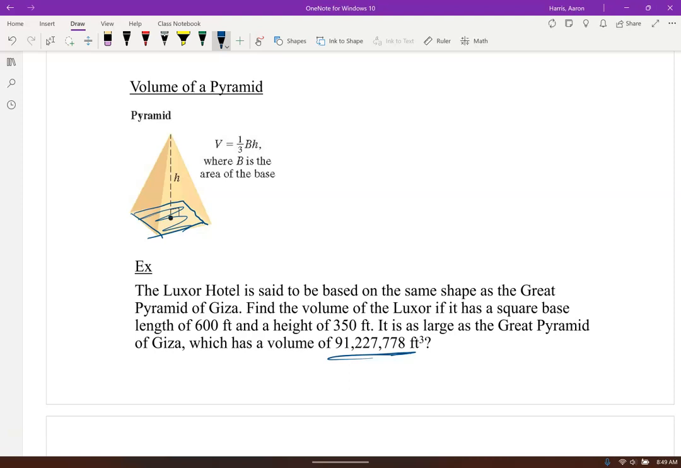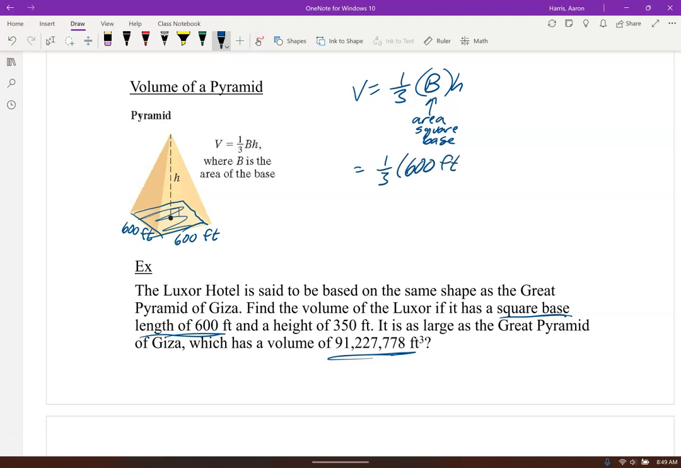It has a square base of length 600 feet, so 600 feet by another 600 feet. When you're doing the volume, 1/3 area of the base, that capital B is, in this case, the area of the square base. So it's 1/3 times 600 feet times the other 600 feet, that's the area of the bottom, and then the height is 350 feet for the Luxor Hotel here in Las Vegas.